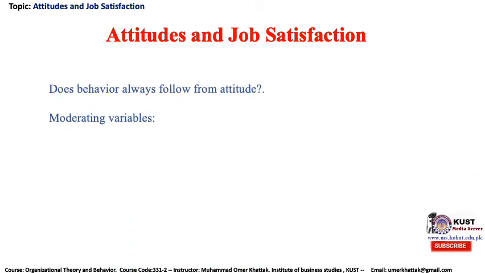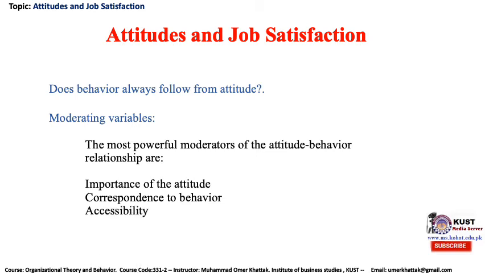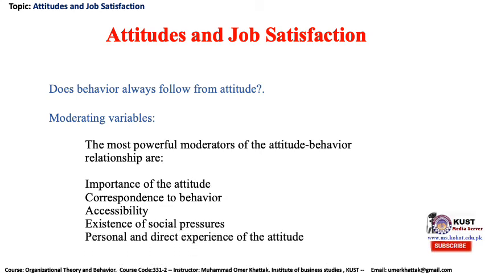Moderating variables. The most powerful moderators of the attitude-behavior relationship are the importance of the attitude, correspondence to behavior, accessibility, existence of social pressures, and personal and direct experience of the attitude.